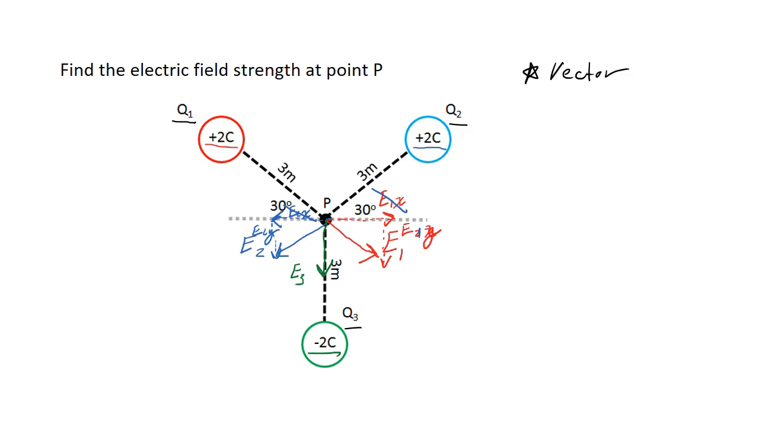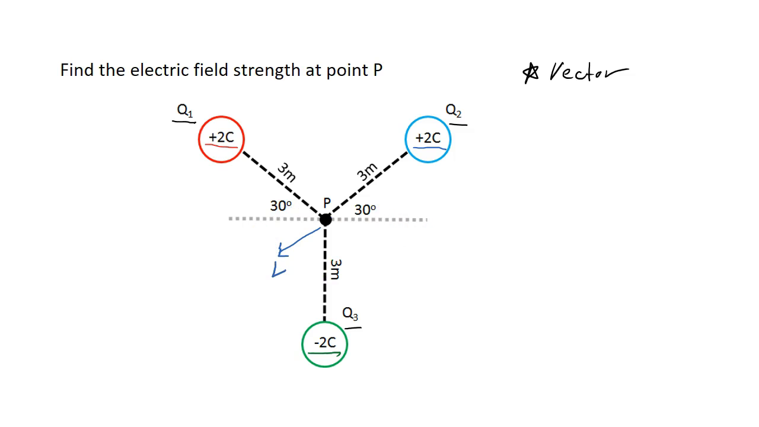E2y and E1y are both pointing downward, as is E3. That indicates that our final resultant vector will have the direction of toward the bottom of the screen. I'm going to clean this up so we can see things a little bit better.